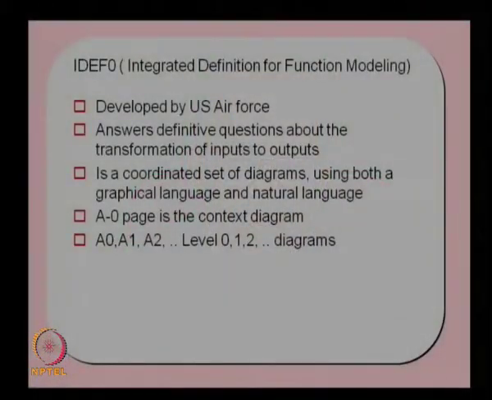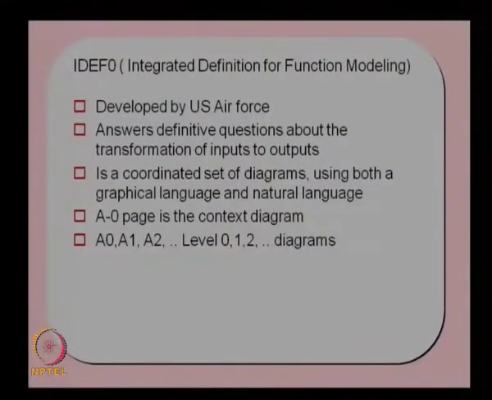And it is a coordinated set of diagrams using both a graphical language and natural language. So this is basically a graphical representation. We use some graphical language as well as natural language to describe the functions. Here we use different diagrams, and the A-0 page is the context diagram. This diagram gives the overall function of the product or the system and gives the inputs, outputs and the control signals as well as the mechanism through which the system operates.